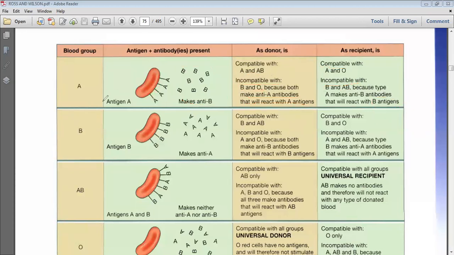So when we are talking about the transfusion of blood group A, we have to find out a recipient of blood group A or recipient of blood group O. As a donor, you can donate blood group A to blood group A and blood group AB, because AB is a universal recipient.